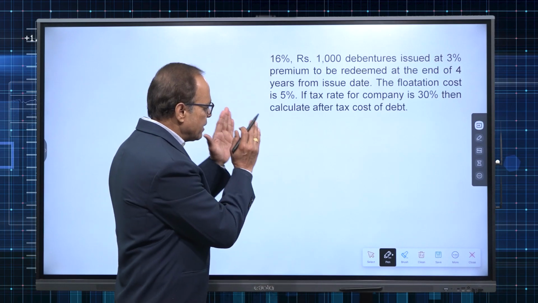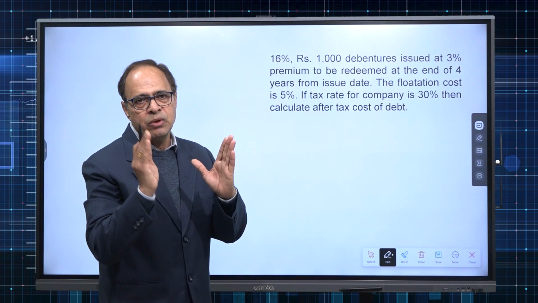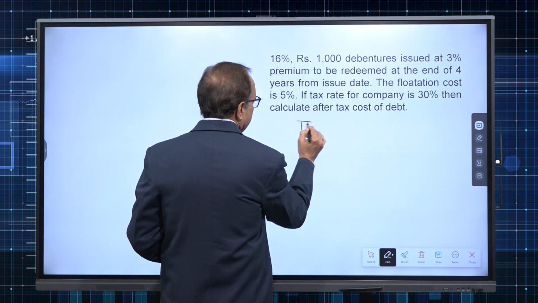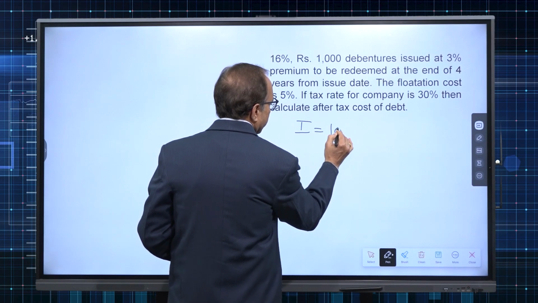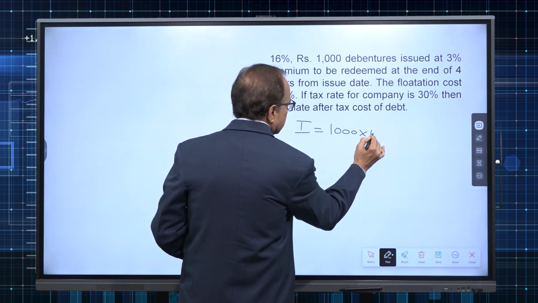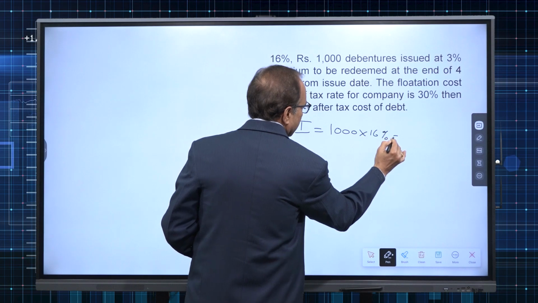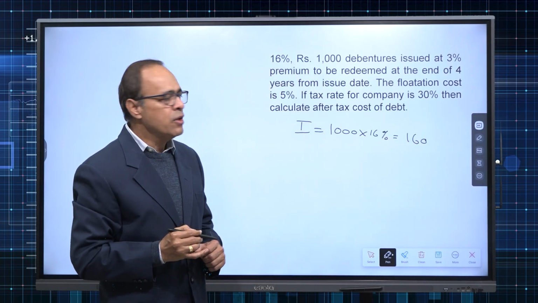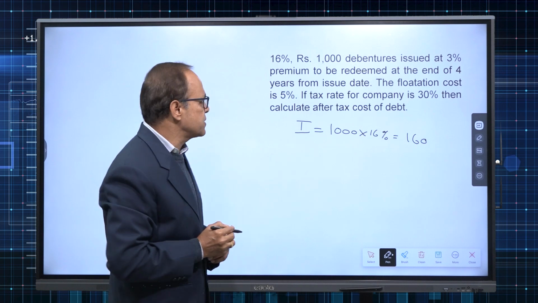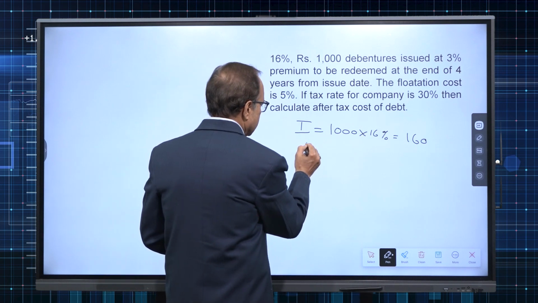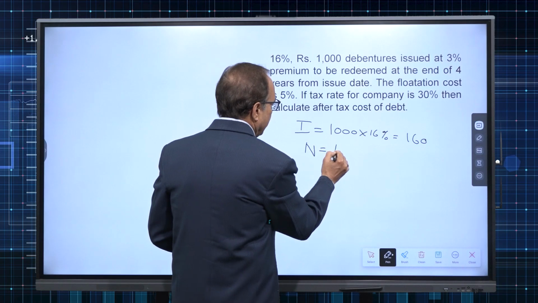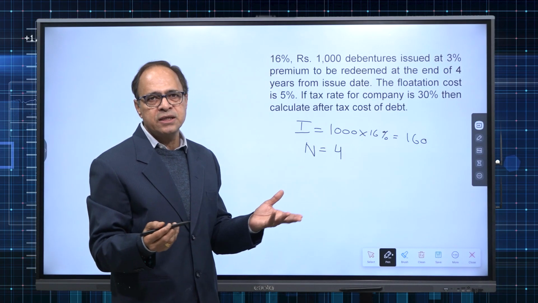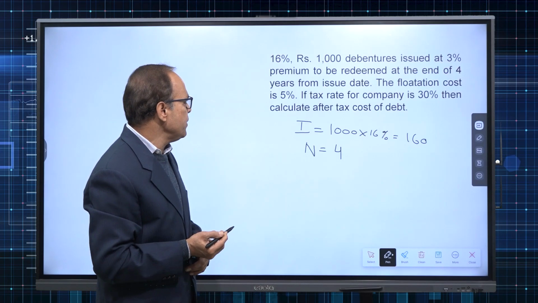So I will be simply writing down the parameters, calculation you will have to do. So in this case, what we have? Interest is a function of par value. So par value is 1000, 16% of that means the bondholder will get 160 interest every year, or the company will pay 160 as interest. How long will this interest be paid? Again 4 years. So by chance it is 4 years. In a numerical it may be 5 years, 10 years. So you have to just read the numerical carefully.